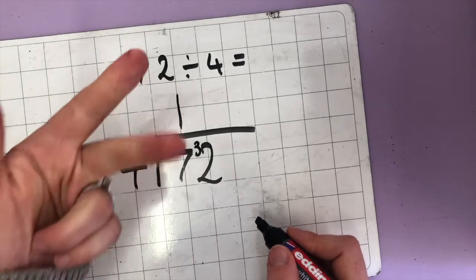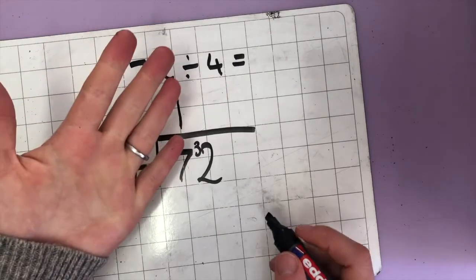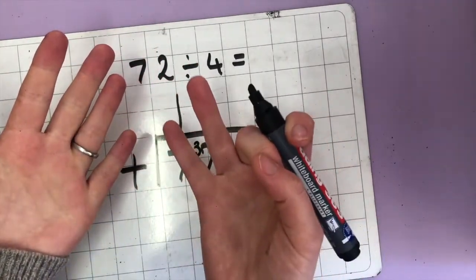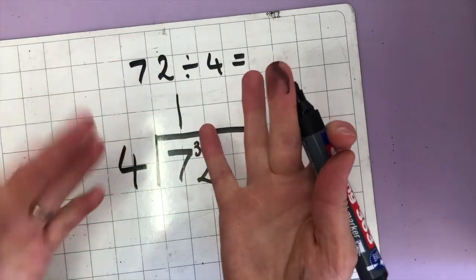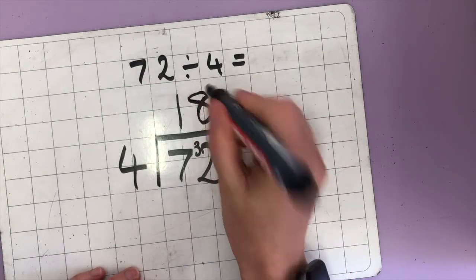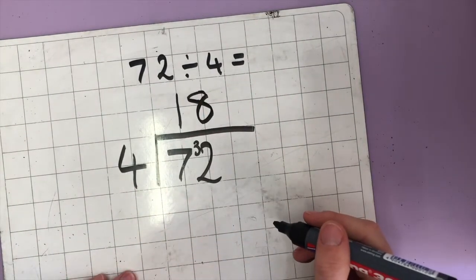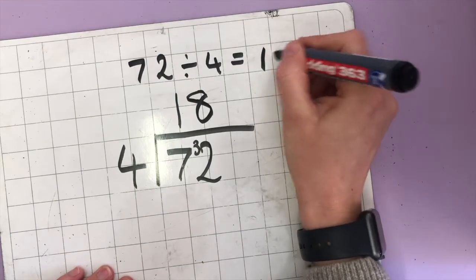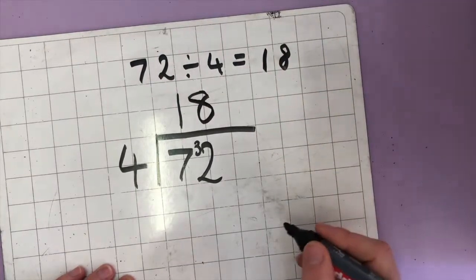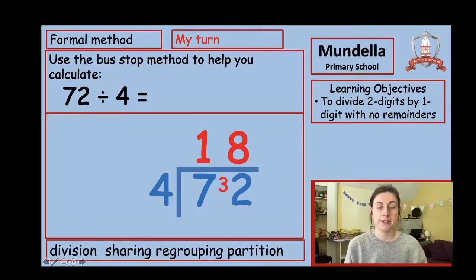4, 8, 12, 16, 20, 24, 28, 32. Right, 8. 4 goes into 32 8 times. So 72 divided by 4 is 18. There's another example to help you. So we did 72 divided by 4 and the answer was 18.